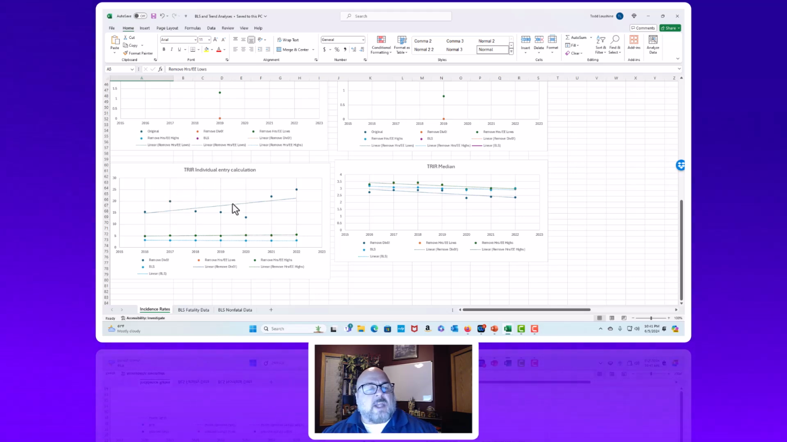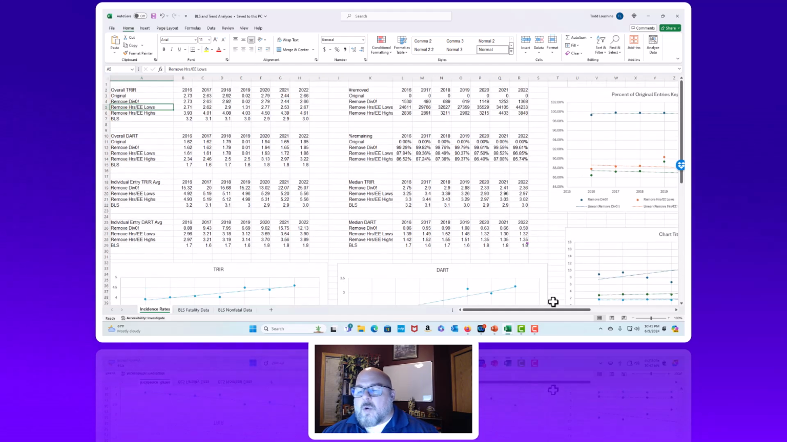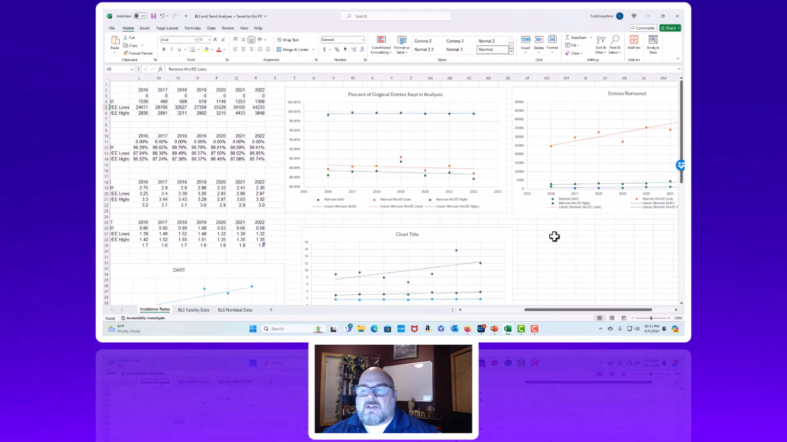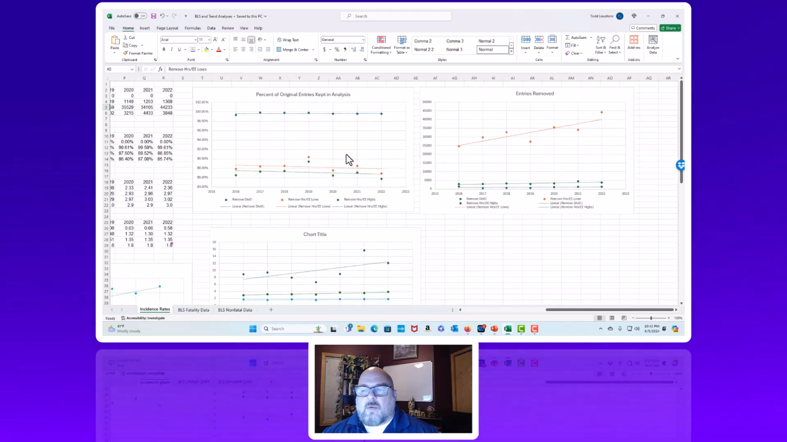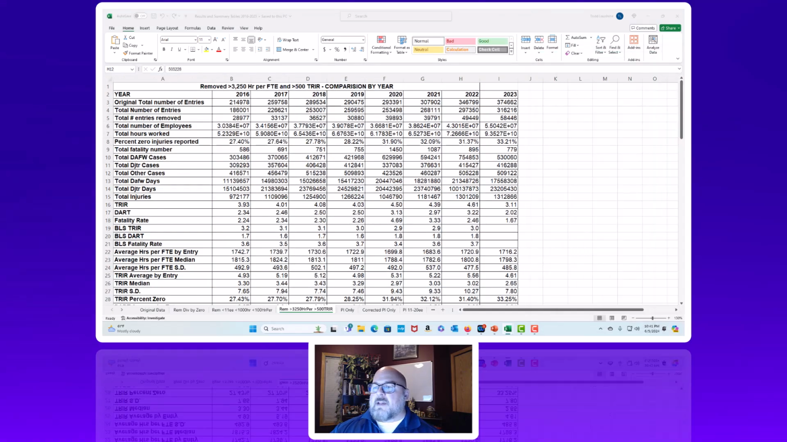The individual entry calculations were very different than the overall. So we're going to be creating graphs and really studying what we are really comparing our numbers to. So that's something that I'm doing with a grad student right now.